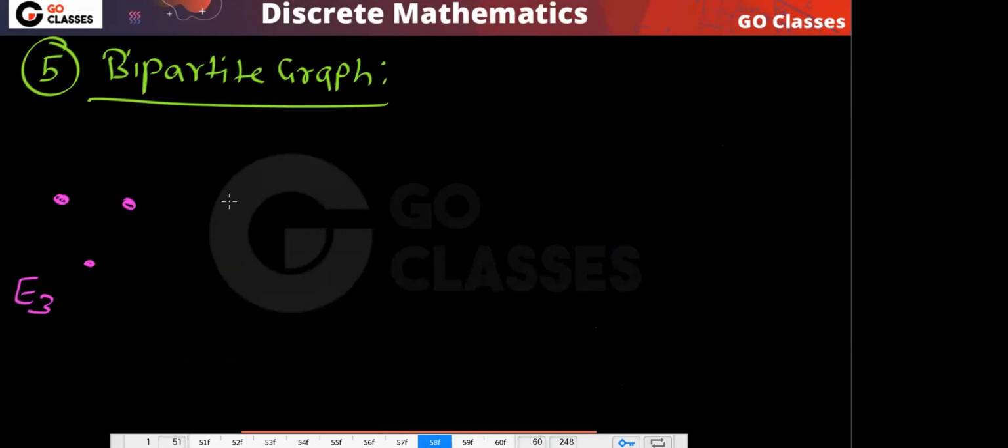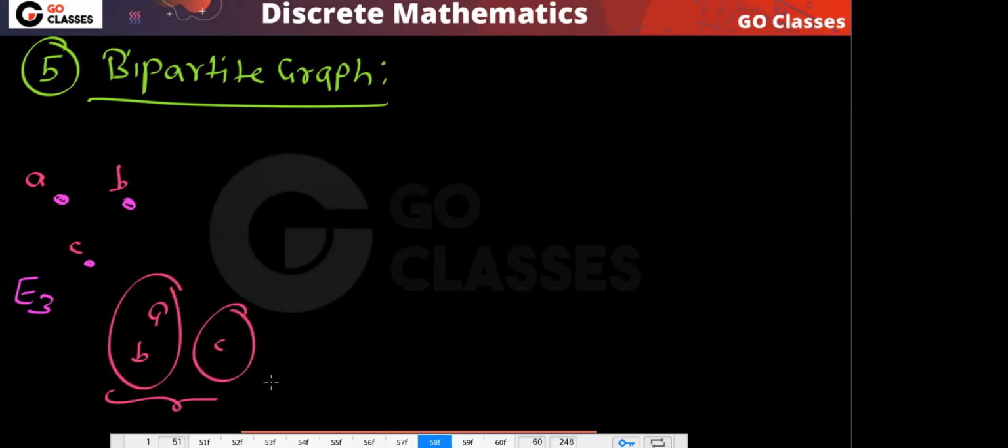Yes, this is a bipartite graph. Bipartite means you can create 2 partitions, A and B. Yes, I can create 2 partitions, and you can notice there are no edges within a partition. So this is correct, there is no problem. So this is a bipartite graph. We have already seen this in the bipartite graph.